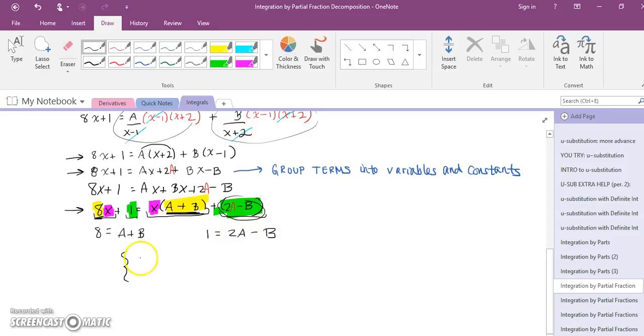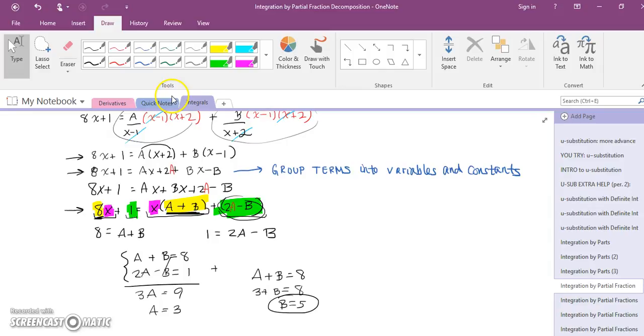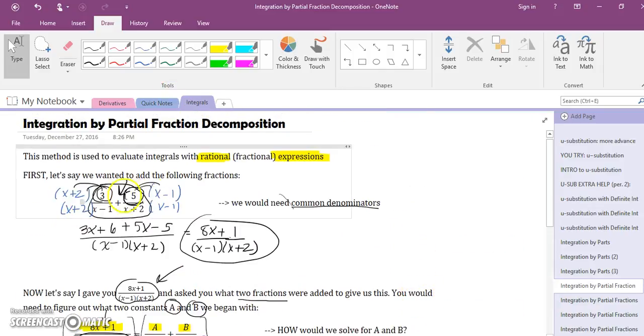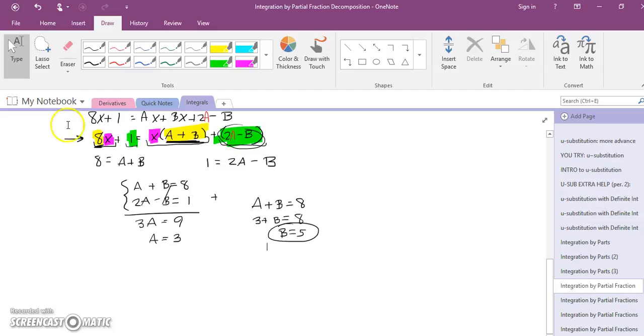Now, what I have here is a little baby system, so let's solve it. A plus B equals 8, 2A minus B equals 1, and let's add these two together. A plus 2A is 3A, the B's cancel, and I have A equals 3. And if A plus B equals 8 and A is 3, then B must be 5. So that should look familiar, because check it out, we had 3 and 5 to begin with. So that means I can rewrite my original as 3 over x minus 1 plus 5 over x plus 2.